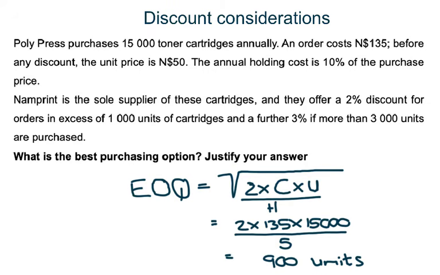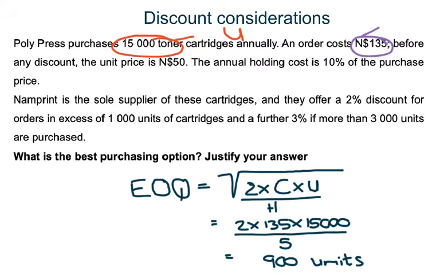Now, this exercise that we will be doing is where we will offer some discount when we order in bulk. So let's quickly look at this exercise. Polypress purchases 15,000 toner cartridges annually. So we can say that 15,000 is my demand or my annual usage. Okay, and the order cost is 135.